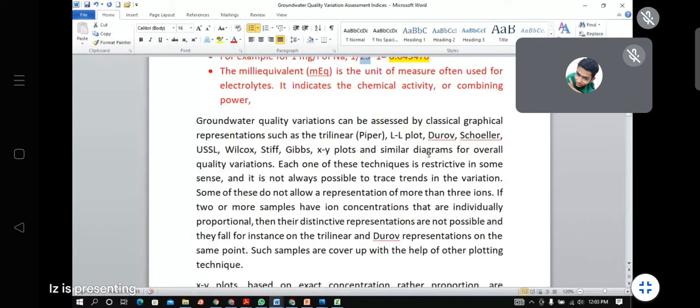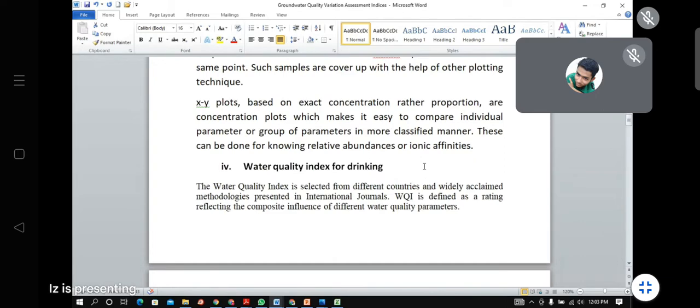conversion factor. Okay, to express groundwater quality variation, we have a number of plots. For example, you have gone through the Piper trilinear diagram. In a similar manner, the approach is the same for all. The Langelier and Ludwig plot is also there. Durov plot, which is an extended version of the Piper trilinear diagram. Schoeller plot, USSL is for irrigation, Wilcox is for irrigation, stiff diagram is for general quality, Gibbs is for genesis. I mean, whether evaporation or rainfall is a factor in groundwater quality. And we have XY plots. Right, so we'll go through these plots.